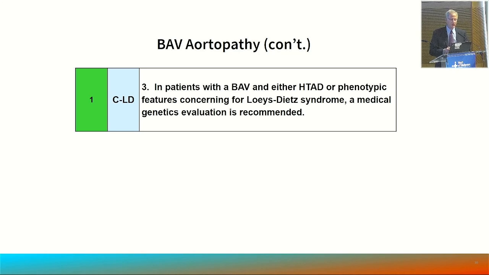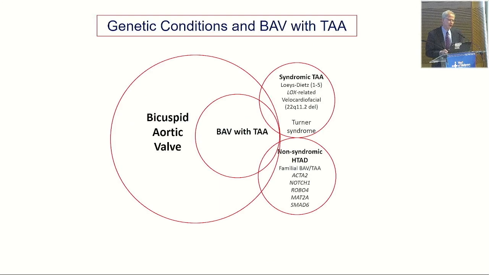So in the guidelines, the statement was written that in patients with a bicuspid valve with heritable thoracic disease or phenotypic features concerning for Loeys-Dietz syndrome, then medical genetics evaluation is recommended, emphasizing the importance of recognizing the subtle features that can be present in some with genetic aortopathy.